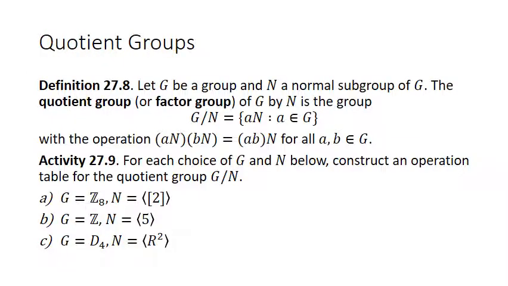Okay, so this brings us to the definition of a quotient group. So the formal definition here, I think we talked about it a little bit, but definition 27.8: let G be a group and n a normal subgroup of G. The quotient group, also known as the factor group of G by n, is the group G mod n equals, and then it's just all of the cosets an where the little a there is an element of G, with the operation an times bn equals abn for all a, b in G.